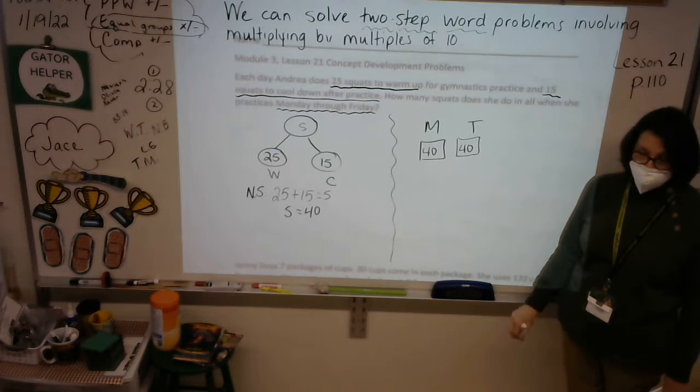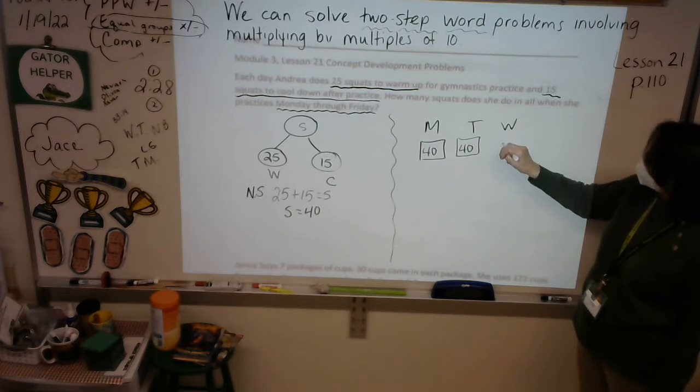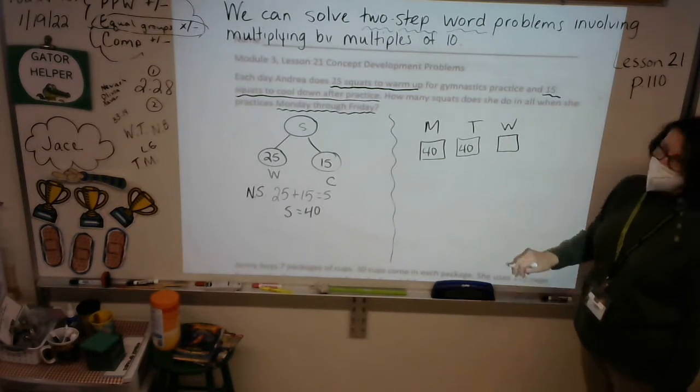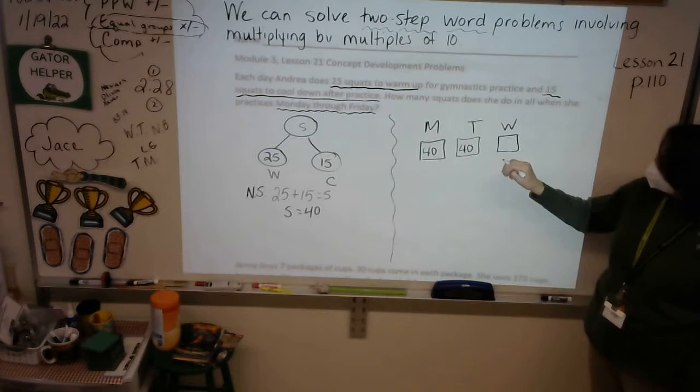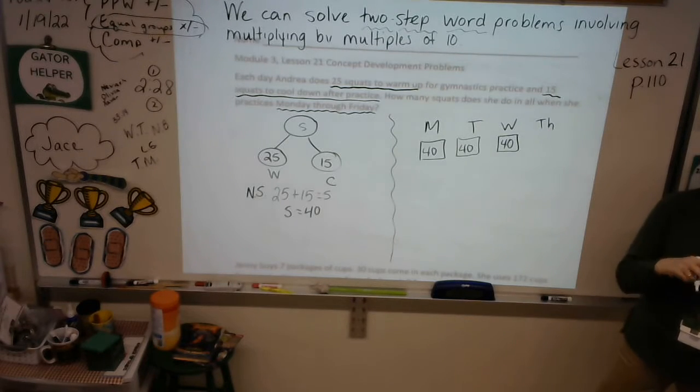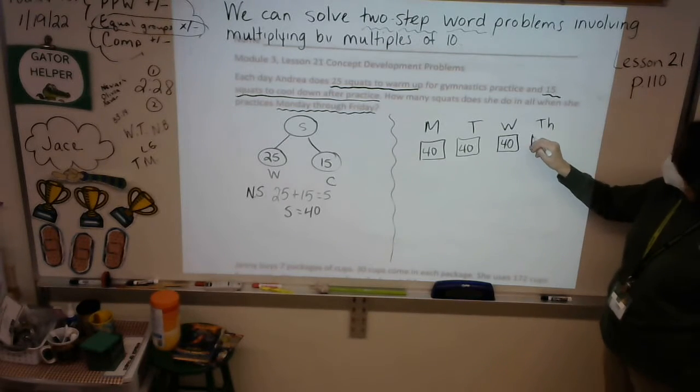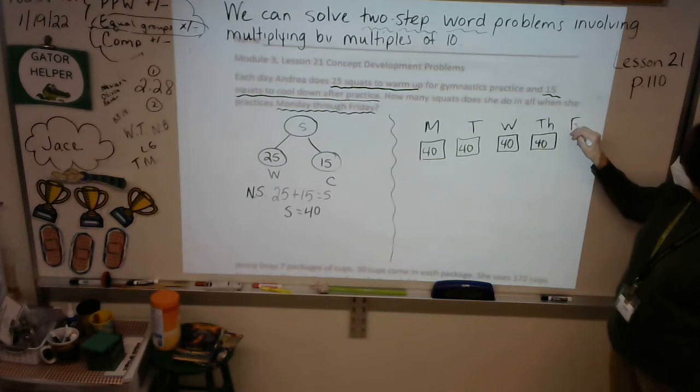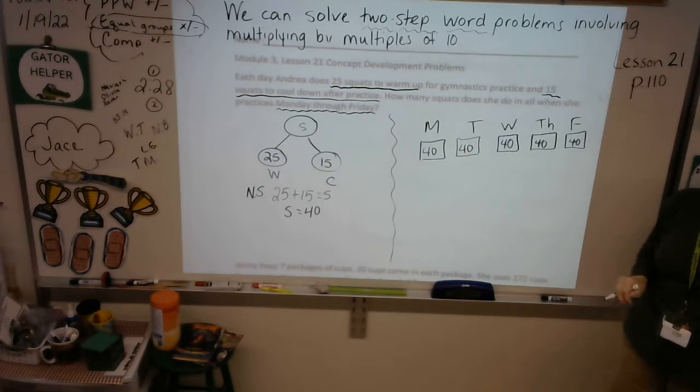Let's make another box for Wednesday. And how many squats does she do on Wednesday? 40, yeah. What comes after Wednesday, class? Thursday. I like to put TH for Thursday just to make it different from Tuesday. She does 40 on Thursday. And then on Friday she does, poor girl, she probably takes a break on Saturday and Sunday.